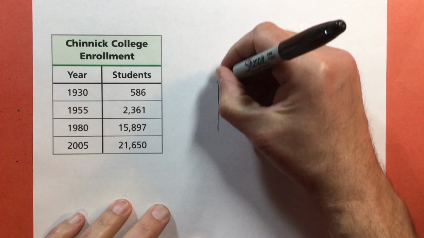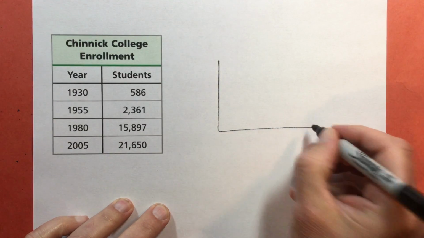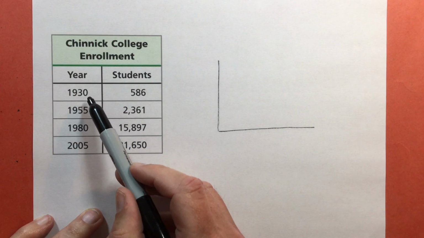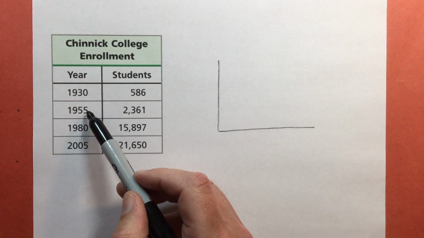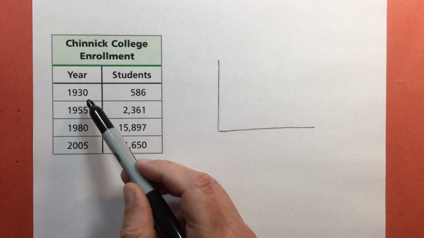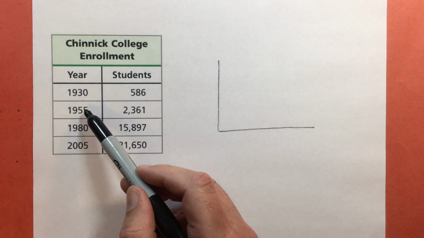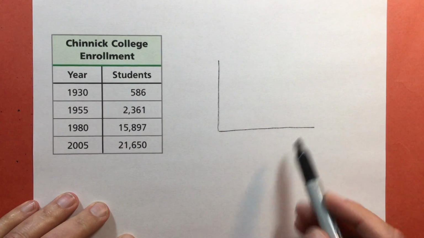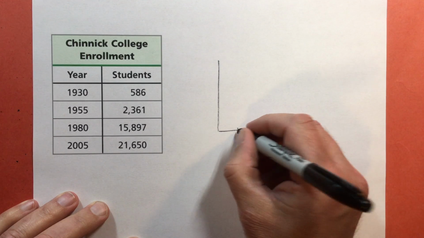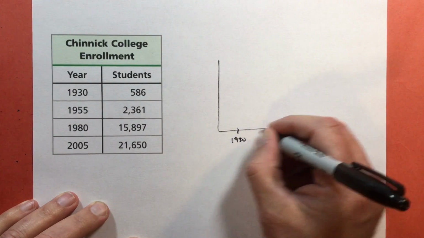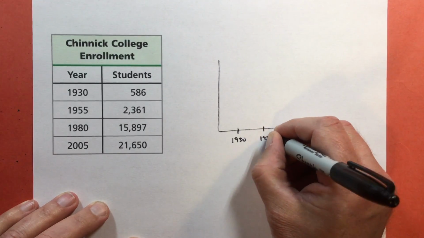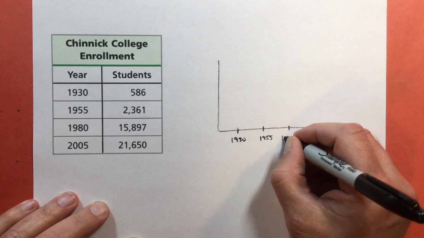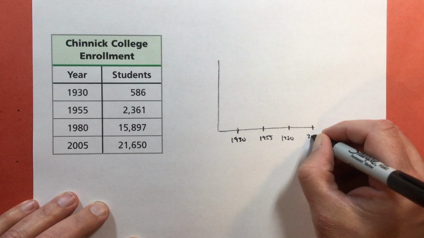So again, I would have a vertical axis and a horizontal axis, and since I want to compare from time to time, from year to year, notice each of these is a 25-year difference. 30 plus 25 is 55, 55 plus 25 is 80, 80 plus 25 is 2005. So I would make sure that everything is evenly spaced. So this would be 1930, 1955. I would use a ruler or graph paper to make sure this is all equal. This would be 1980, and again this would be 2005.